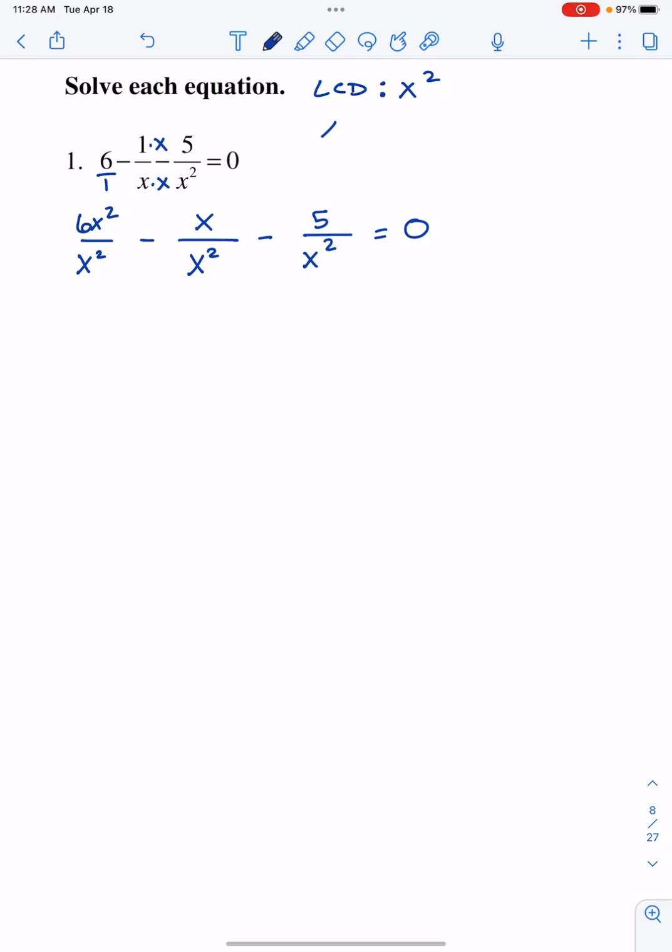Remember also, you have to look to the denominator and know what would make it go to 0. Right? So if you put 0 in for x, you would have 0 in the denominator. So we cannot keep 0 as an answer later on if it shows up. Once we make these fractions all have the same denominator, we peel out and solve the top. We're going to take 6x squared minus x minus 5 is equal to 0. This is now our quadratic equation.